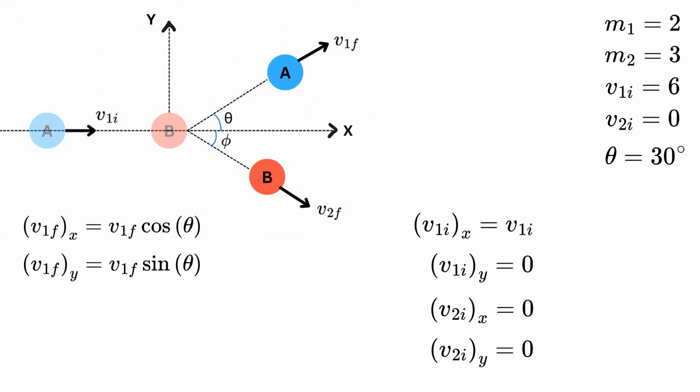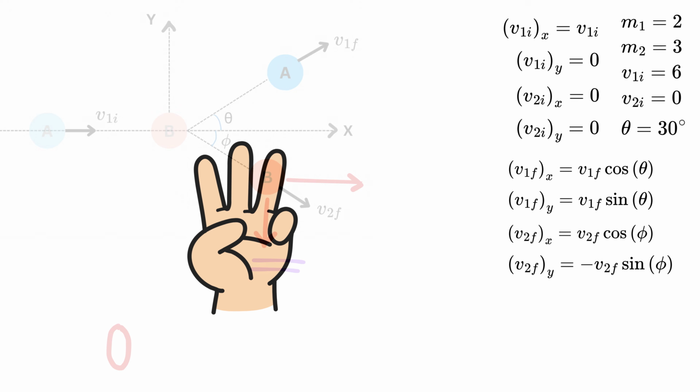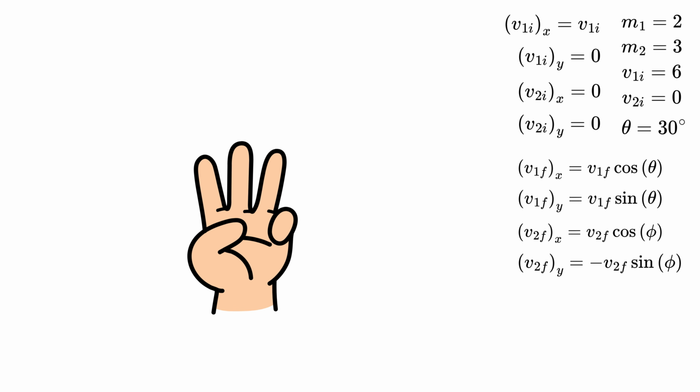Similarly, for ball B, the horizontal velocity component will be v2f times cos phi, and the vertical velocity component will be minus of v2f times sine phi. This minus sign shows that this component is in the negative y direction. Cool! Then, after step 2, step 3 is to write the three conservation statements.